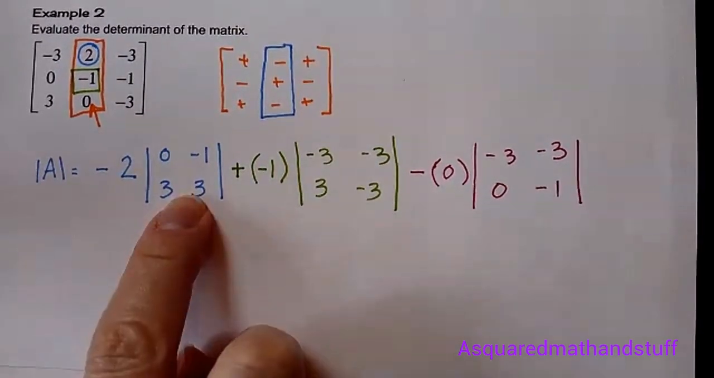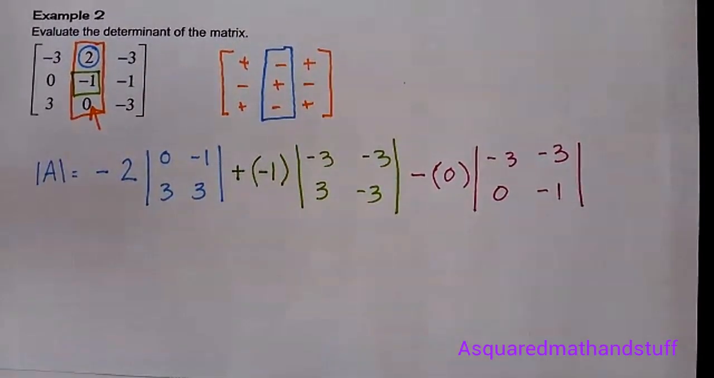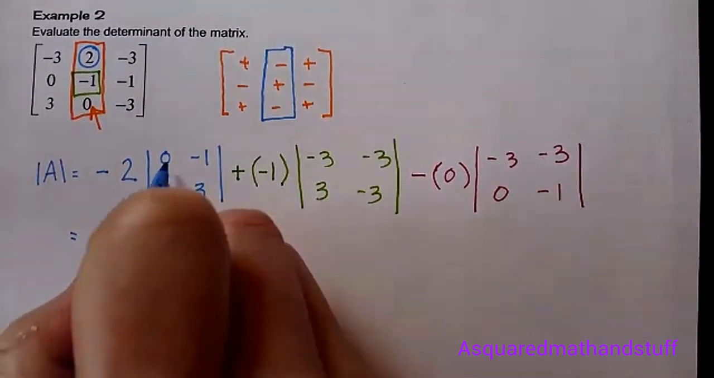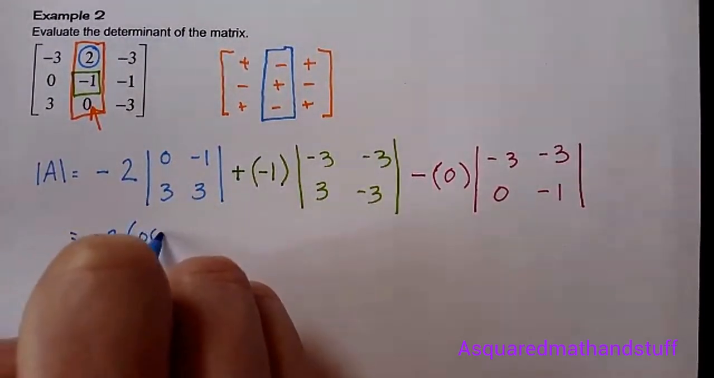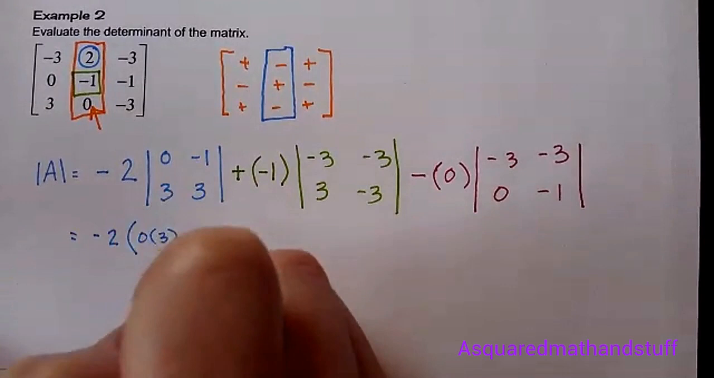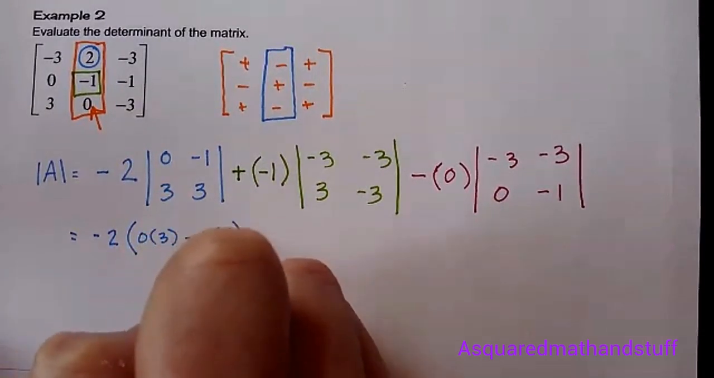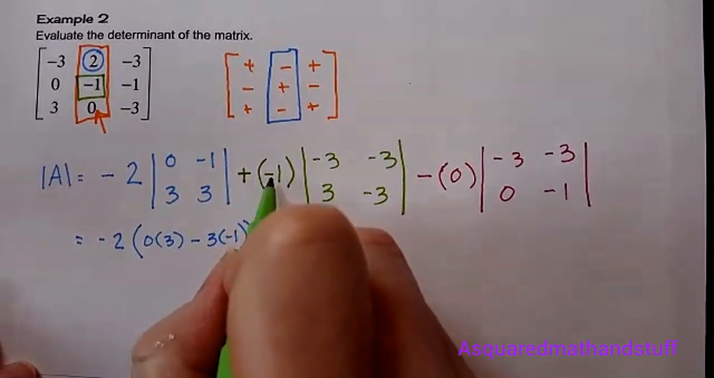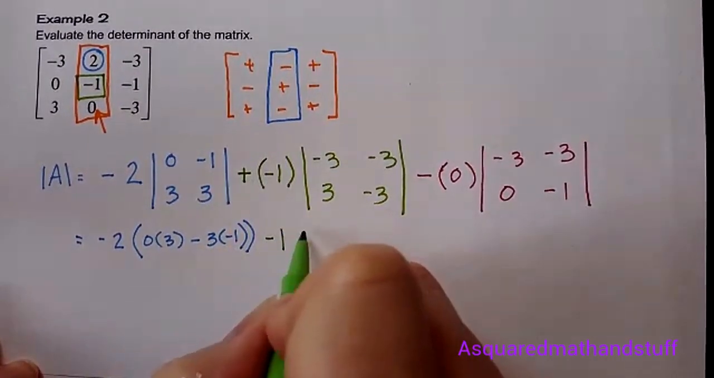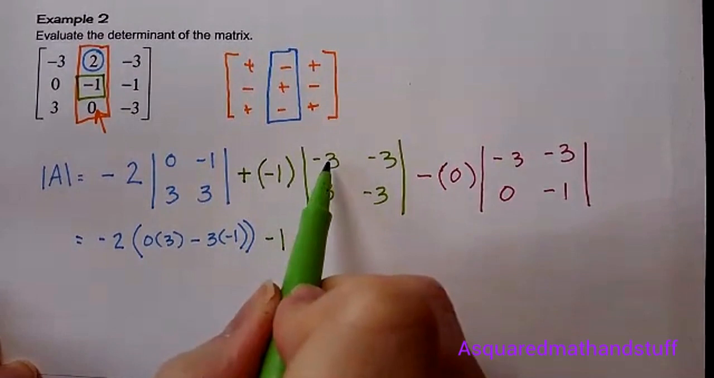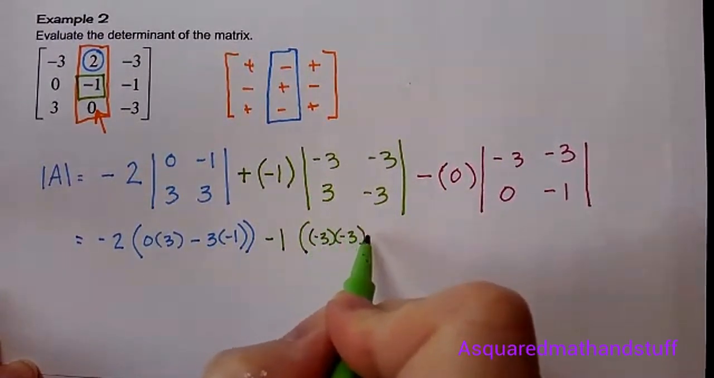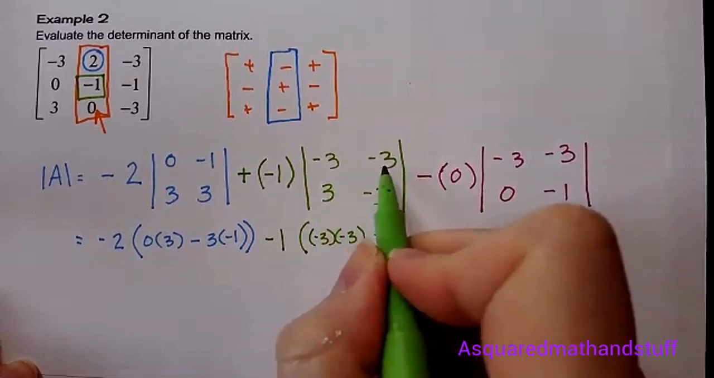Find the determinant of our 2x2s, and we have negative 2 times 0 times 3 minus 3 times a negative 1. Positive times negative gives us negative 1 times negative 3 times negative 3 minus 3 times negative 3.